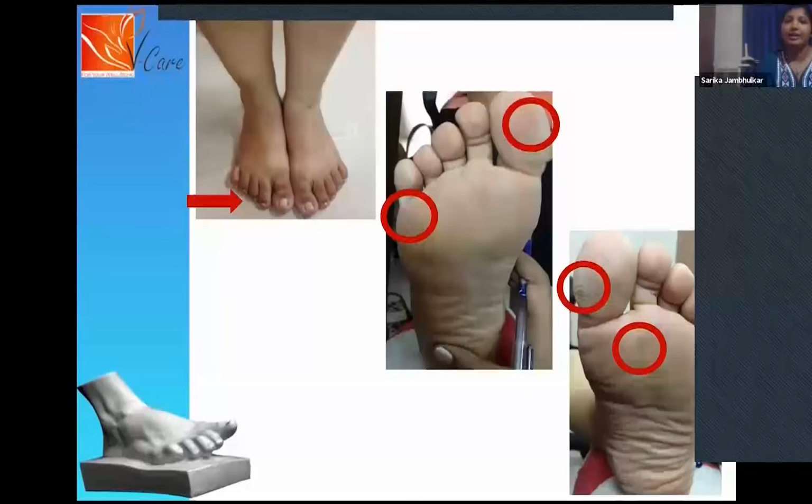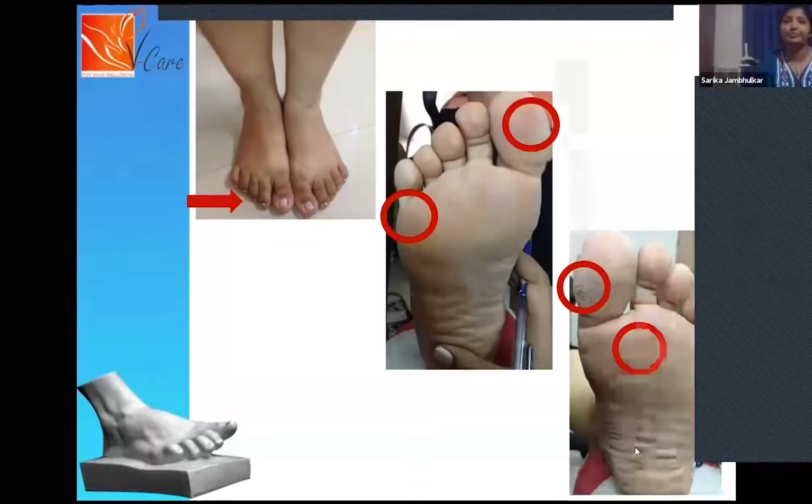Okay, so here is the assessment. There was overpronation on both sides. Now, particularly for the right side, there was slight toe curling also. These are the callus patterns, the calluses at the great toe and the metatarsal head. Again, on the left side, there were 2 calluses.